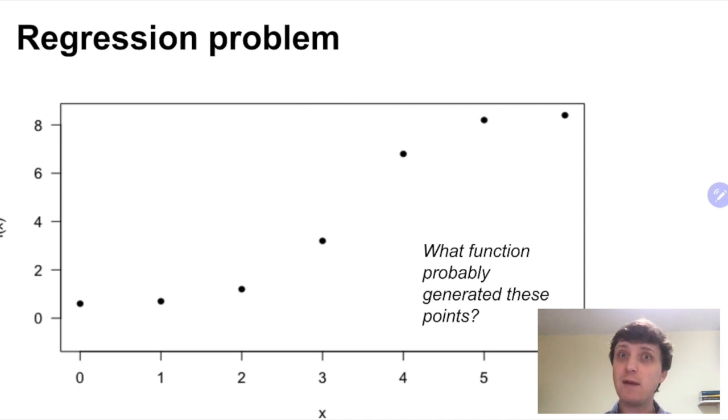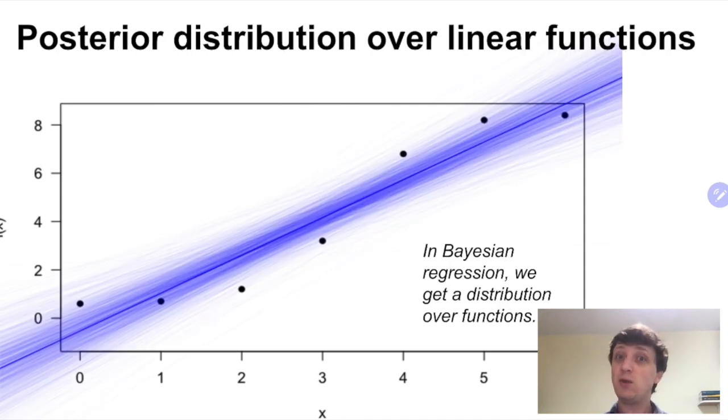And then the Bayesian way of doing regression, we don't just ask for a line of best fit in some sense, we ask for a distribution over lines that could have generated them, or more generally, a distribution over functions that could have generated these points. Okay, and so what I'm showing here on the screen is a posterior distribution over what lines could have generated these points. And I'll show you in a second a program that I can easily write to get this kind of posterior distribution.